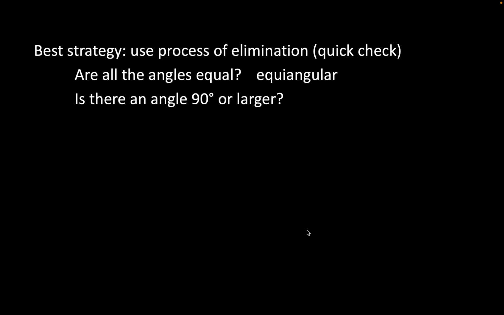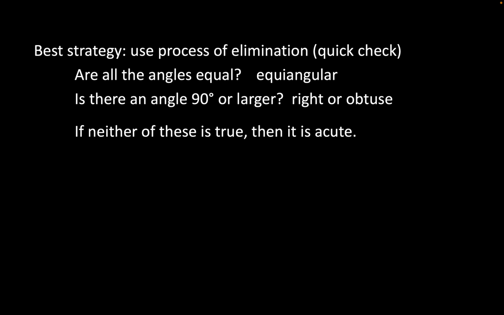Then you go and look to say, is there a right angle, which would be 90 degrees, or is there something bigger than 90 degrees? Because if there is a 90-degree angle, we know it's right. If there's an angle bigger than 90 degrees, then we know it's obtuse. And if it's none of those, then we know it's acute. So it kind of eliminates the options down to where you don't need to think much.